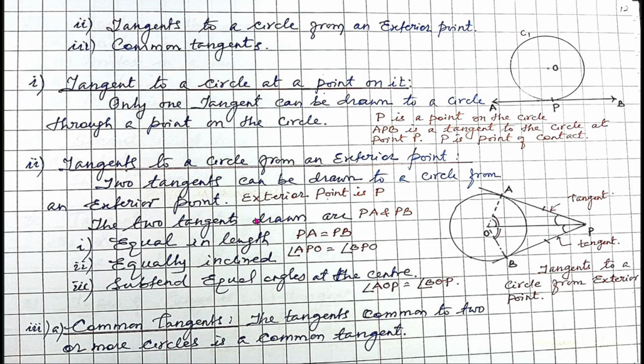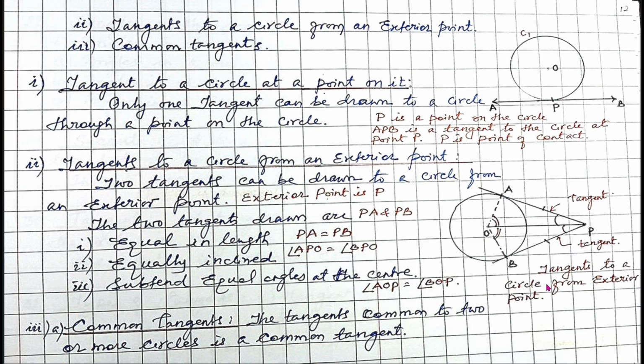Now tangents to a circle from an exterior point. Two tangents can be drawn to a circle from an exterior point. Now here the exterior point is P. We have a circle here. PA and PB are the two tangents which are drawn to the circle from an exterior point. The two tangents drawn are equal in length, that is PA is equal to PB. They are equally inclined, that means angle APO is equal to angle BPO, and also they subtend equal angles at the center, that is angle AOP is equal to angle BOP. Please remember that.